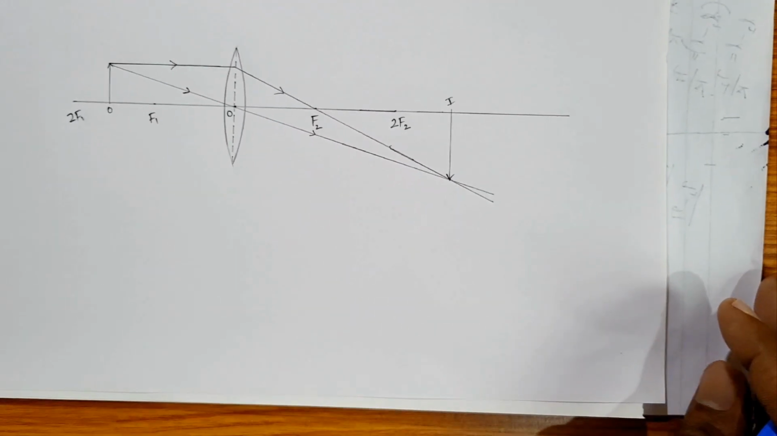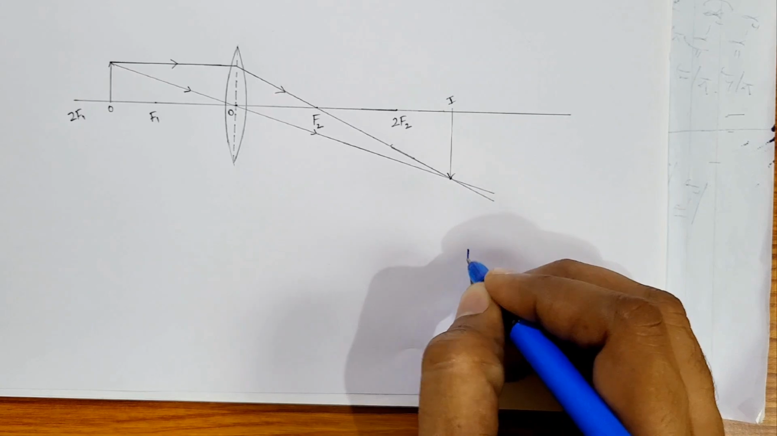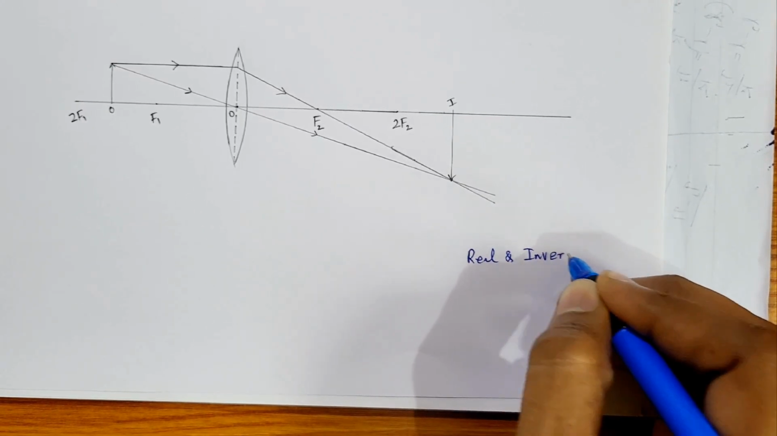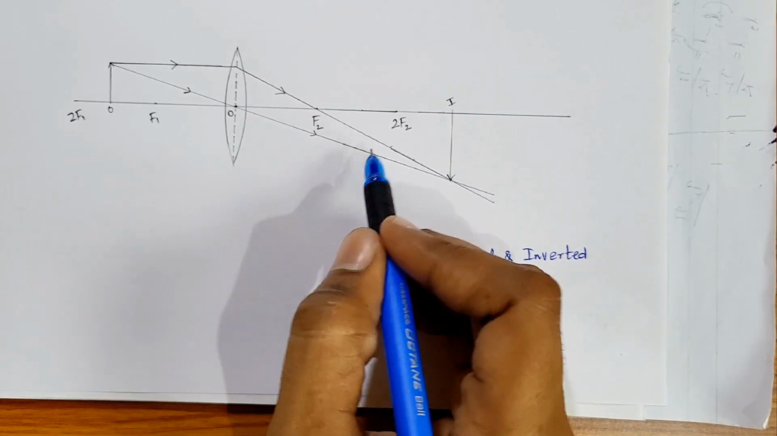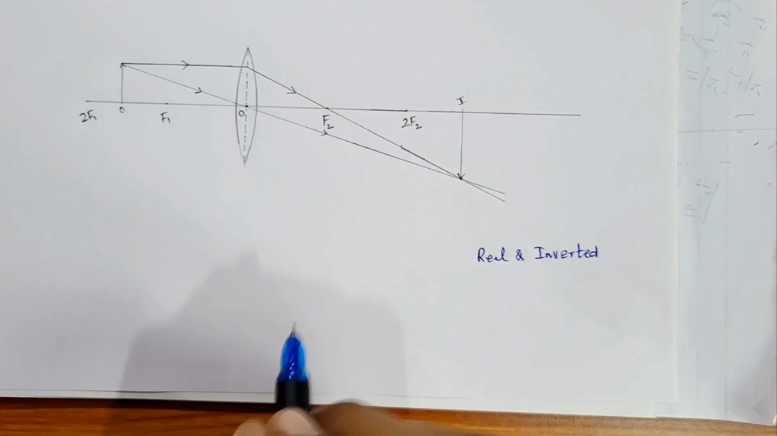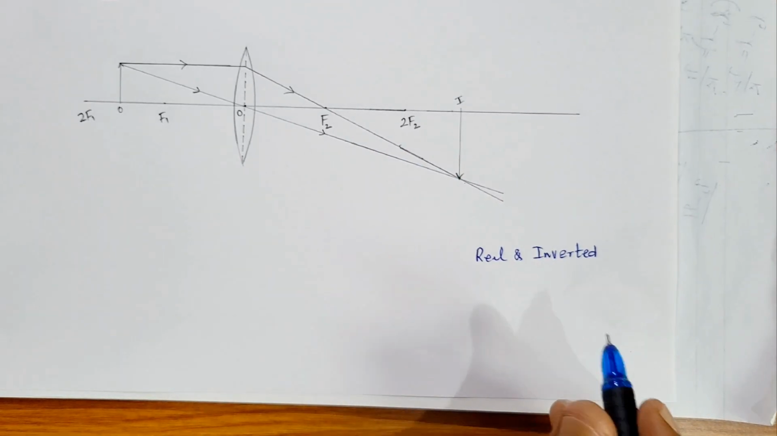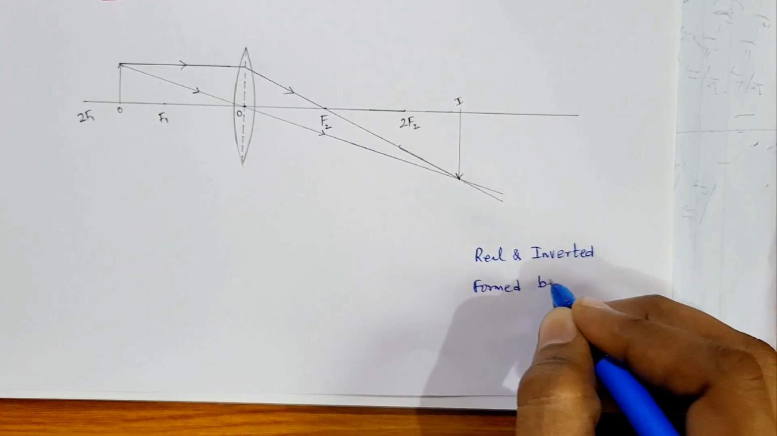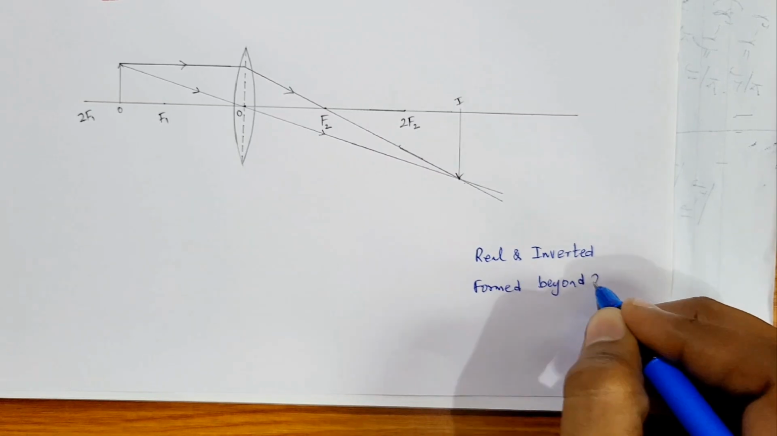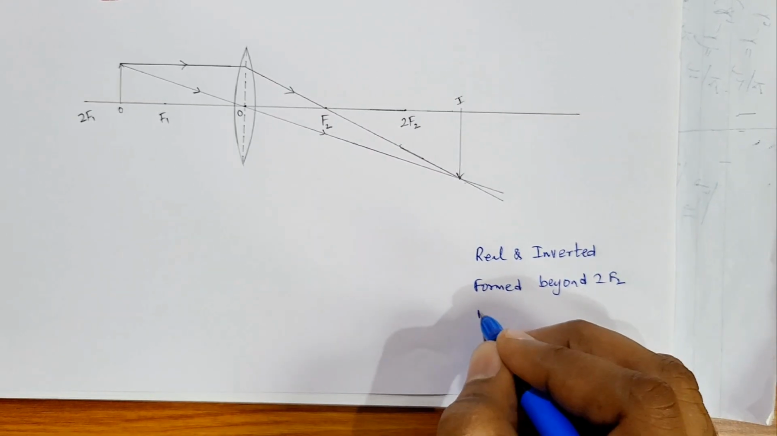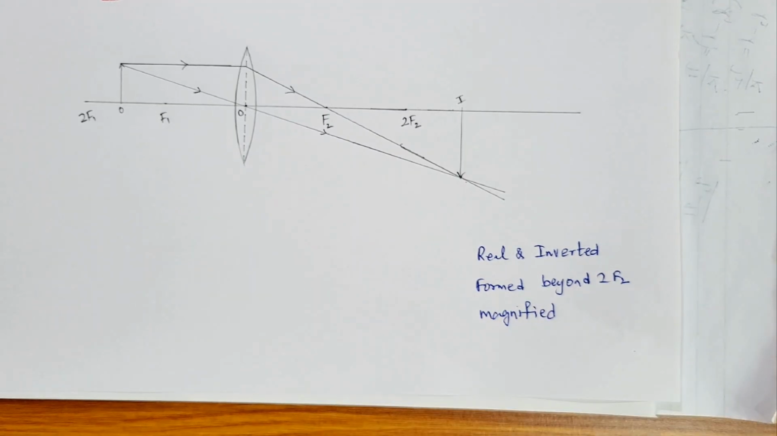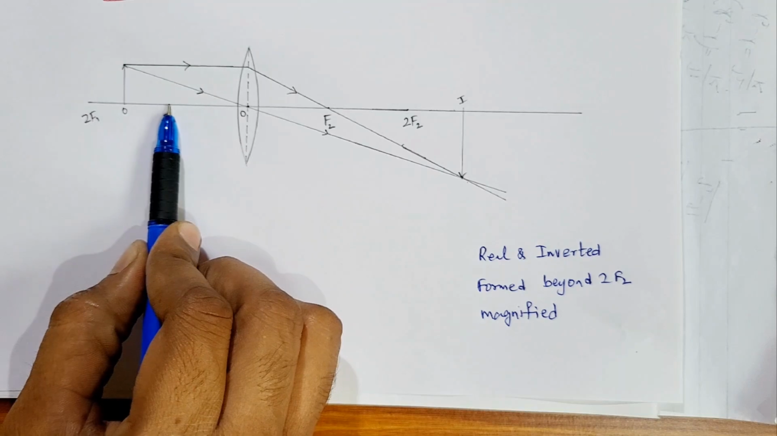So now let us write the image characteristics. Image is real and inverted. Why it is real? Because the refracted light rays, both refracted light rays are originally meeting. We are not imagining. Correct? And formed. Where is image formed? Formed beyond 2f2. And the image is magnified. Because height of image is greater than height of the object. Correct? Right. So next let us place the object at f1.